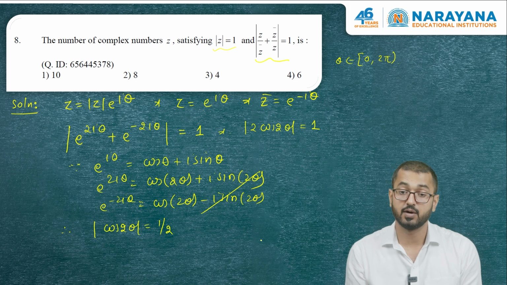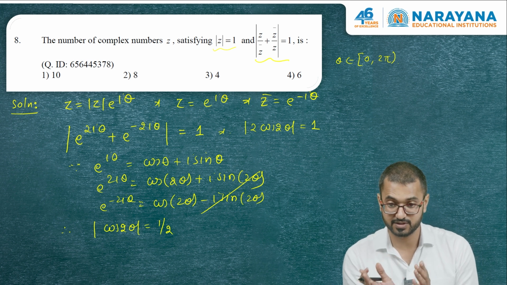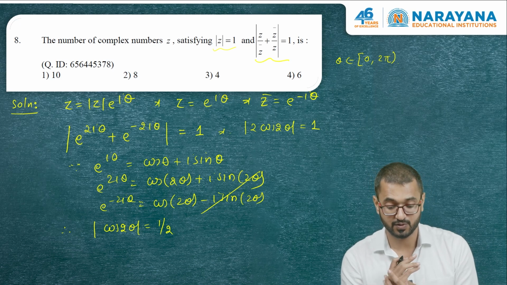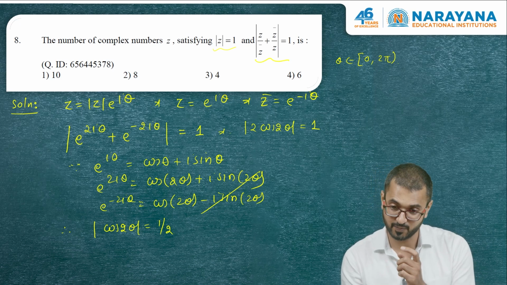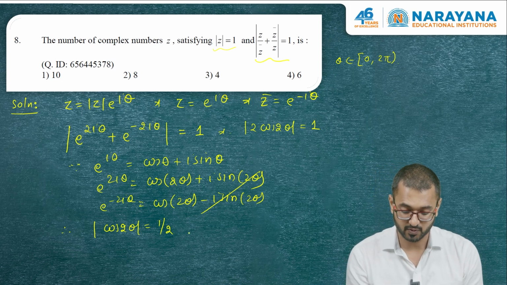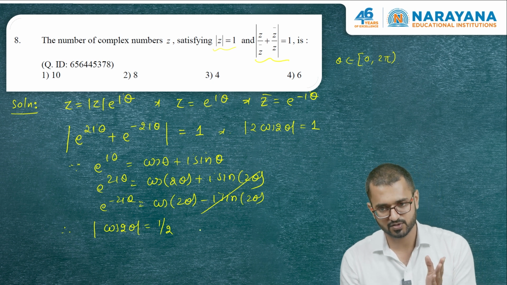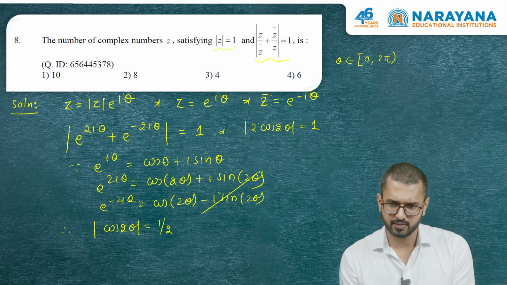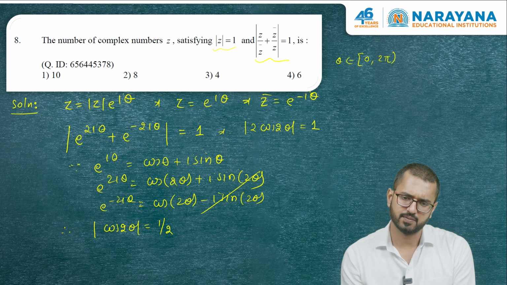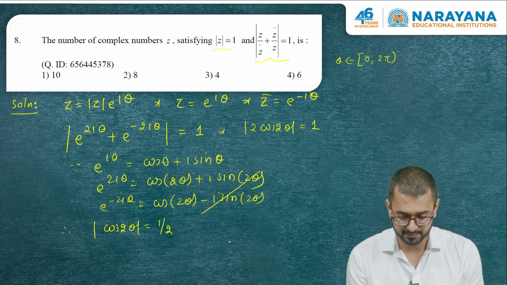So we have to count the number of solutions for mod of cos 2 theta is equal to half, and theta belongs to 0 to 2 pi. So when my theta belongs to 0 to 2 pi, my 2 theta will belong to 0 to 4 pi. So in 0 to 4 pi, I have to count the solutions. So better what we will do, we'll count the solutions in 0 to 2 pi itself, and multiply by 2 because it's periodic. So no problem.